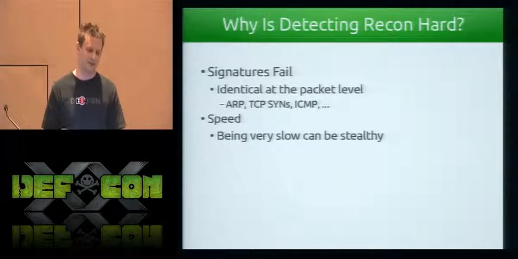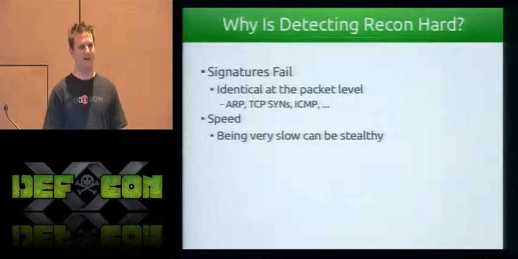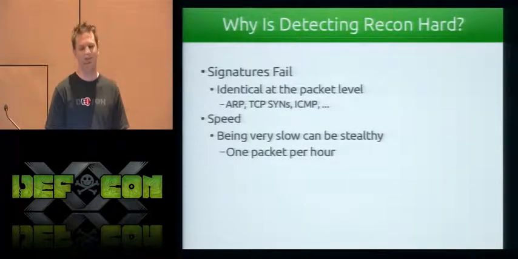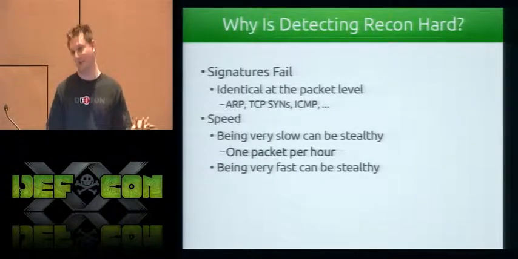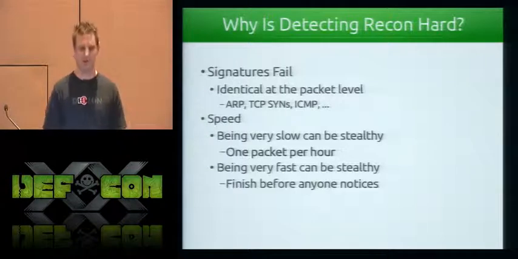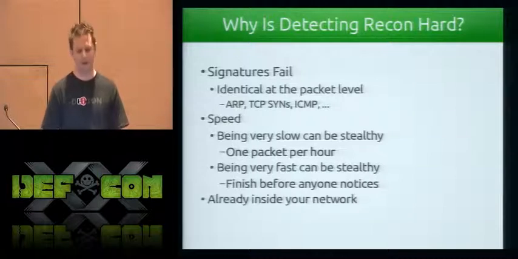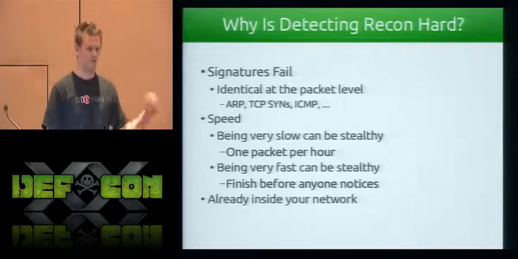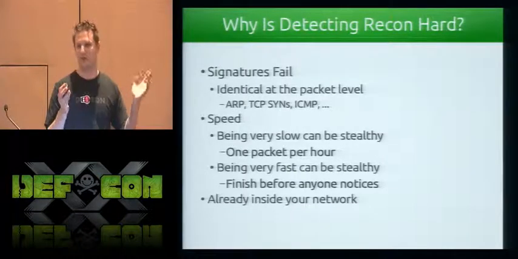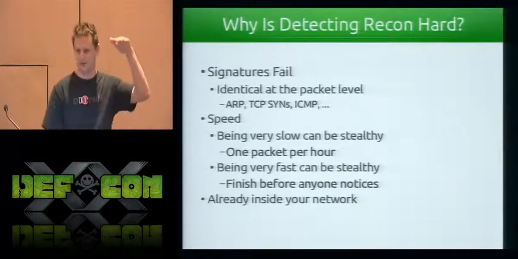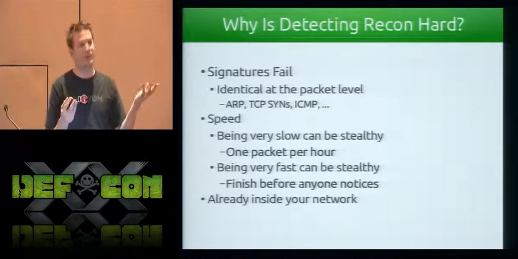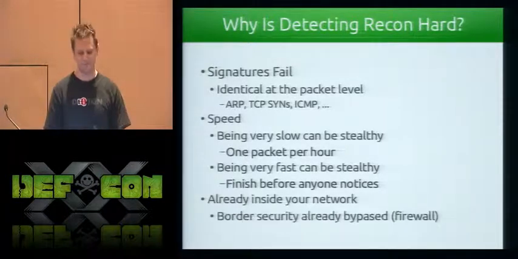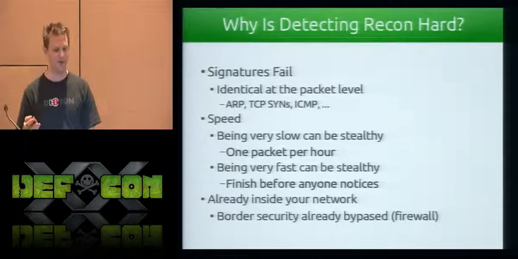Some other reasons it's hard: speed is an issue, right? You can be really, really slow, and that can be stealthy. You can send a packet a day or something like that. Or you can be really, really fast and call that stealthy and just finish before anybody notices. There's not really any rhyme or reason, any speed that reconnaissance has to be at. And also, the guy is already inside of your network, so your border security is kind of completely pointless. Even if you had some awesome signatures at the firewall at the top of your network, it wouldn't be any good because the traffic is not going through that machine. So your border security is already bypassed.